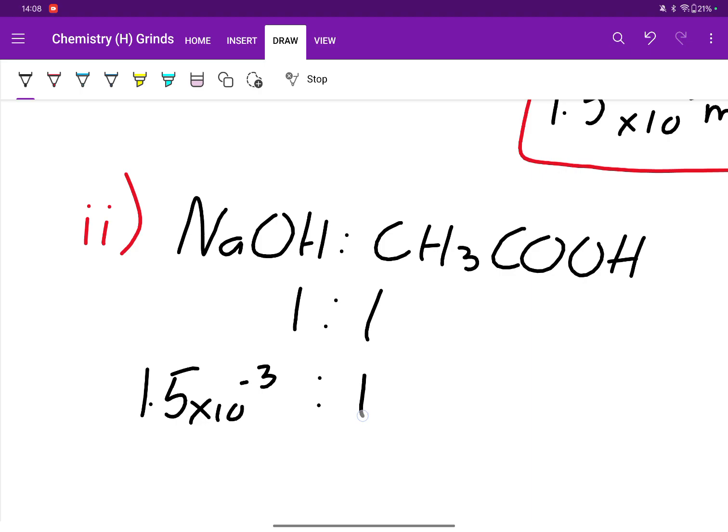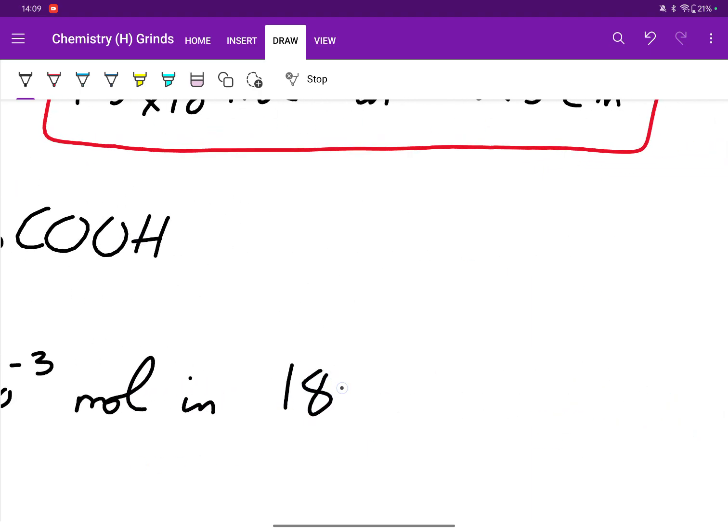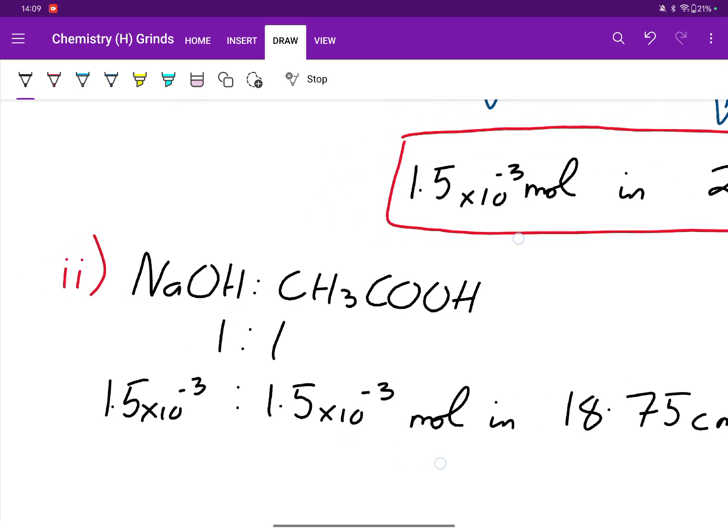And as the ratio is 1:1, there will also be 1.5 by 10 to the minus 3 moles in 18.575 centimeters cubed. Now, before I move on, just a tip.